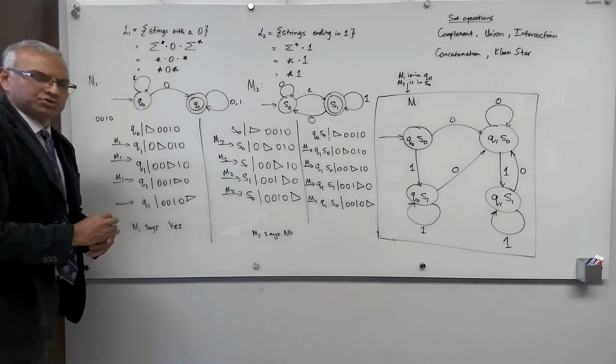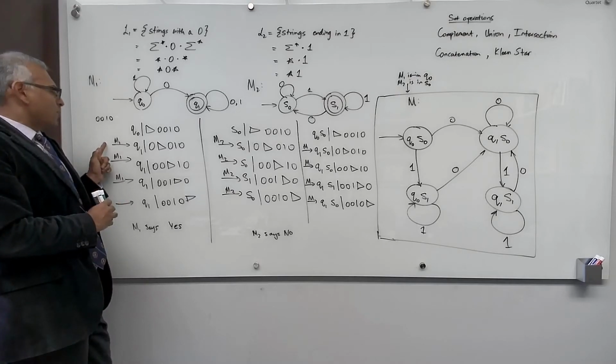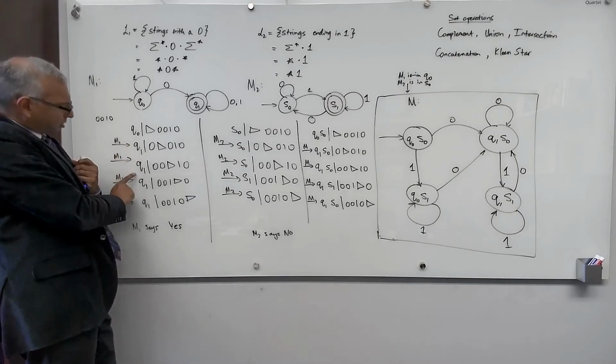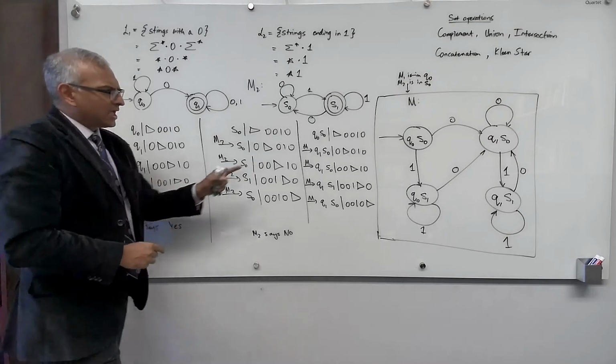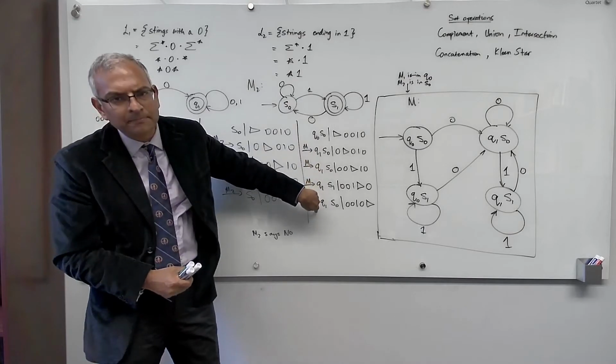Okay, now what I want to show you. Let's track the progress of M1. So it starts in Q0, then it goes Q1, Q1, Q1, Q1. But look at what M did. Starts in Q0 and then went Q1, Q1, Q1, Q1.